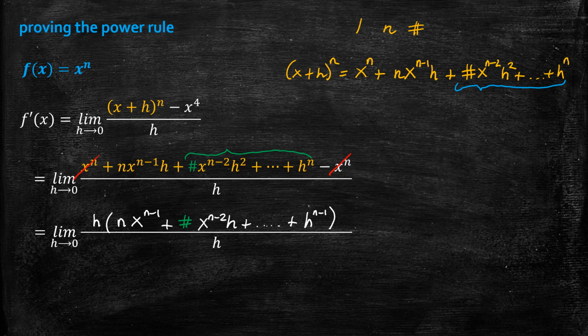Once again, conveniently, the h's cancel, and I'm at a stage where I can plug in h equals 0. Well, now you'll see why we never had to work out what that number was, because this term will go to 0, and every term afterwards, right up until here, will all disappear. And then, of course, what are we left with? The power rule: the derivative of x to the n is n times x to the n minus 1.